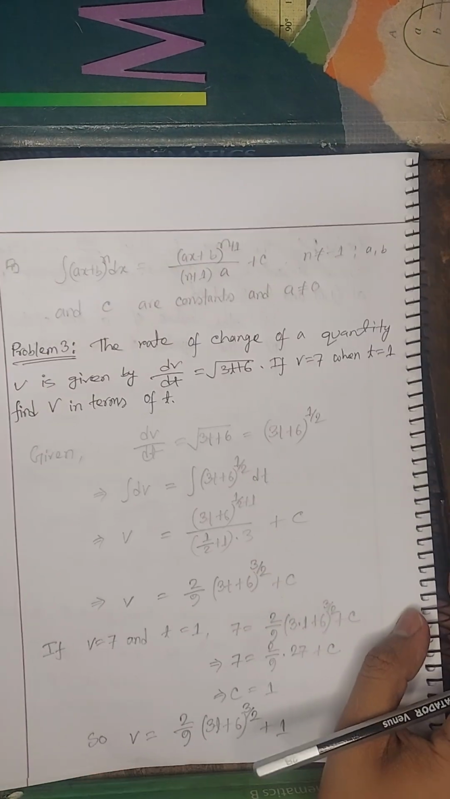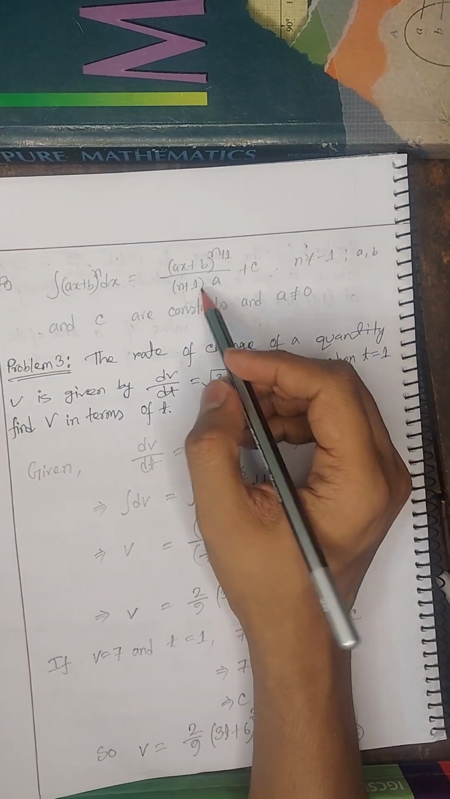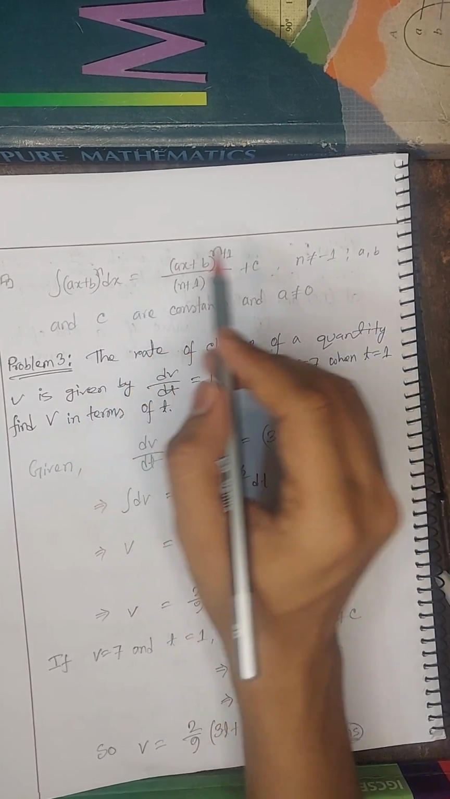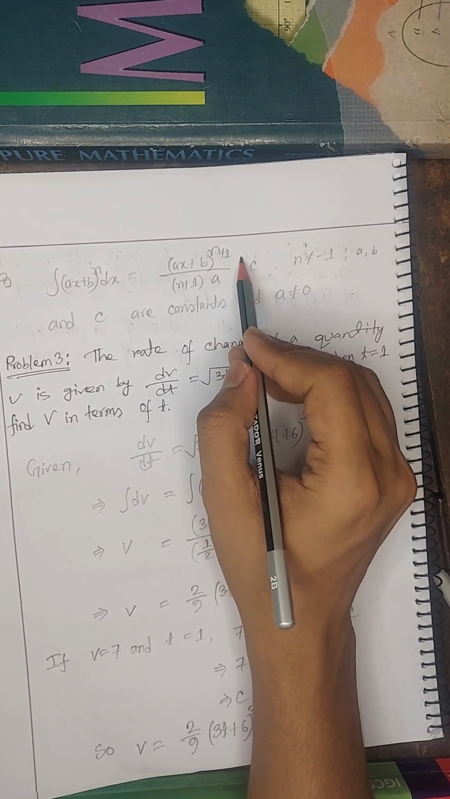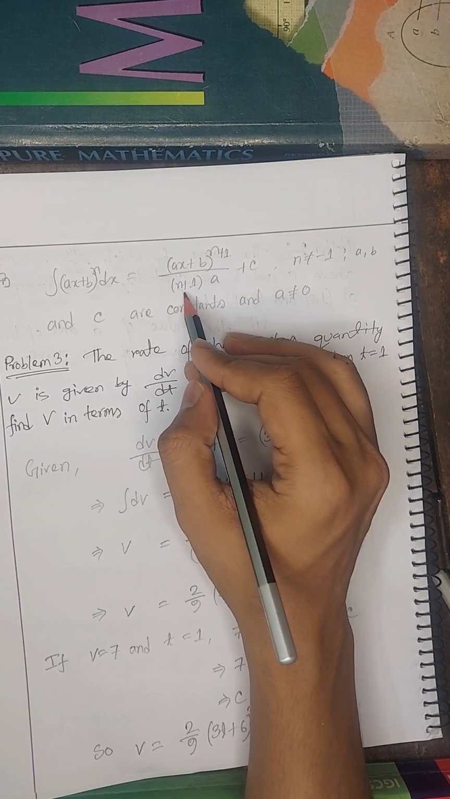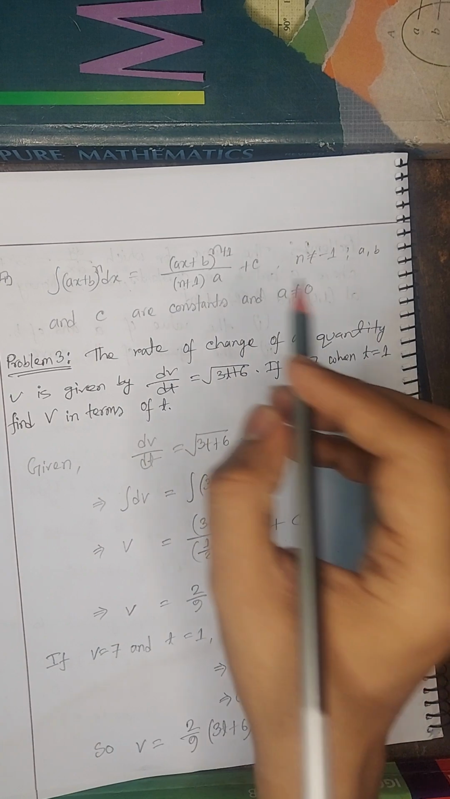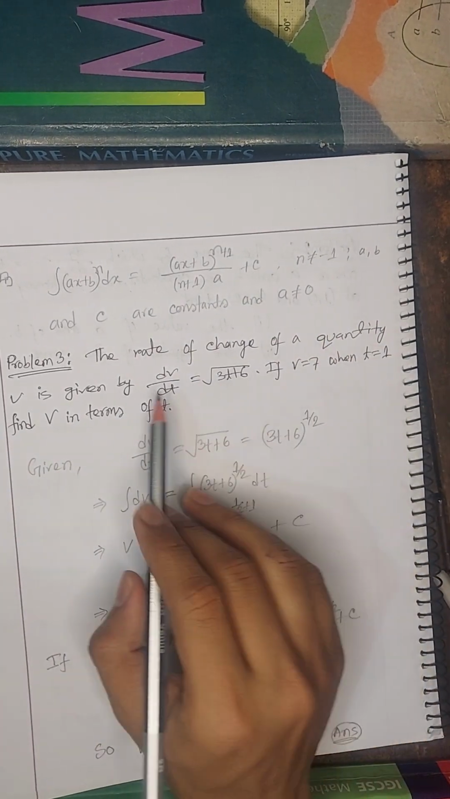Now the third problem. Here is a formula we have to use in this problem, which is the integration of (ax plus b) to the power n dx. The formula is (ax plus b) to the power n plus 1, and we have to divide this by n plus 1 and another a, plus c. Here a, b, c are all constants.